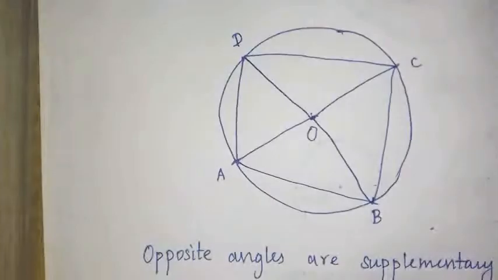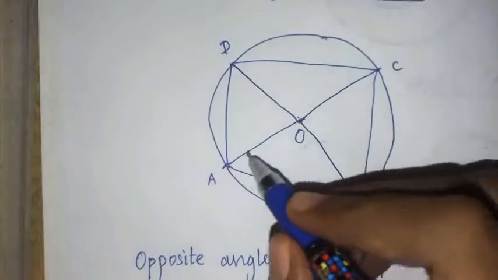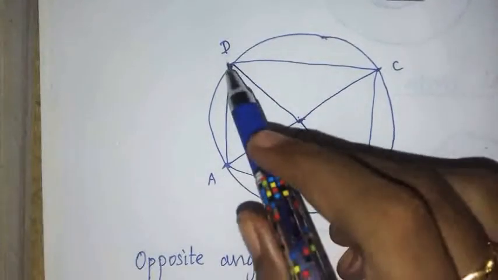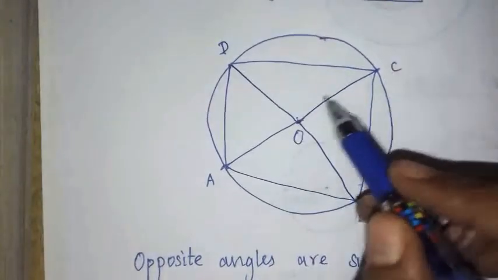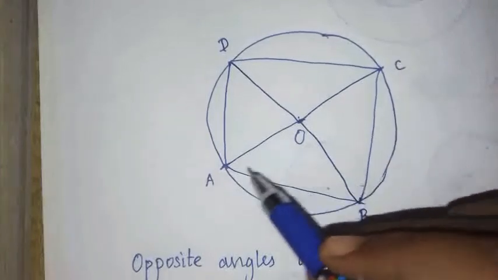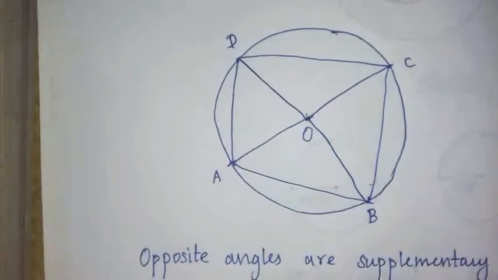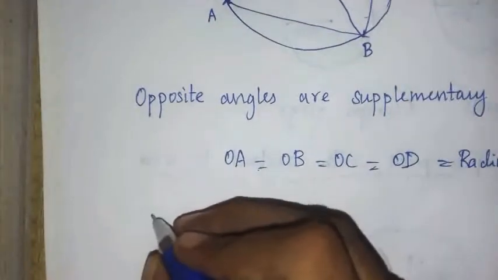In this cyclic quadrilateral, 4 triangles are formed. What are the triangles? OAD, this is one triangle. DOC, this is another triangle. COB, this is the third triangle. And AOB is the fourth triangle. So 4 triangles are formed.